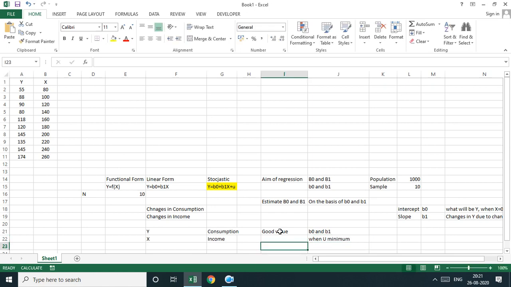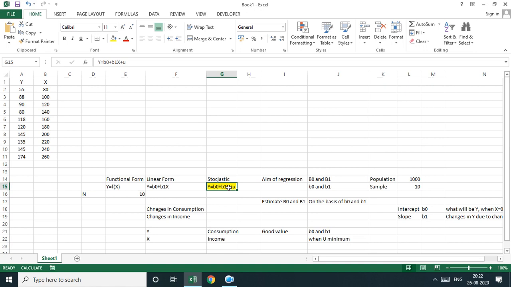That means in this equation we have a deterministic term and a stochastic term. Beta 0 plus beta 1 x is the deterministic part, and u is the stochastic part. So we can explain the changes in y using changes in x only when our error term is minimum. The main aim of regression is to find the values of beta 0 and beta 1 by minimizing the error.